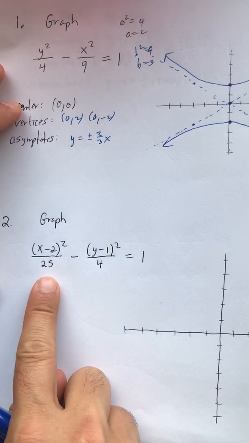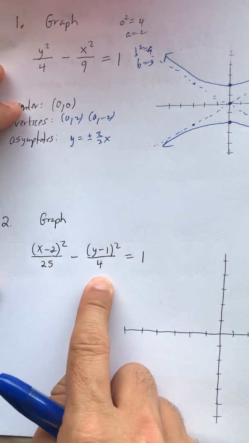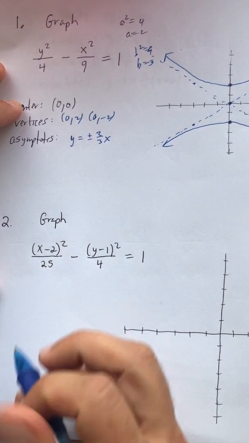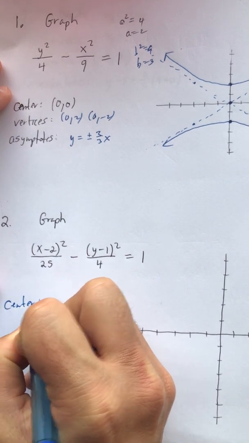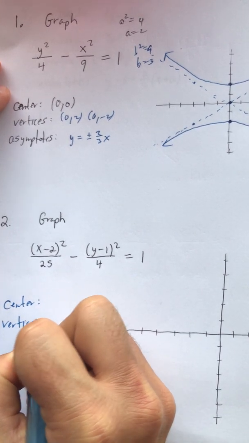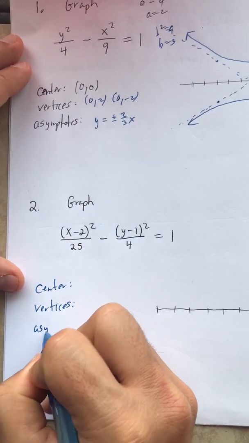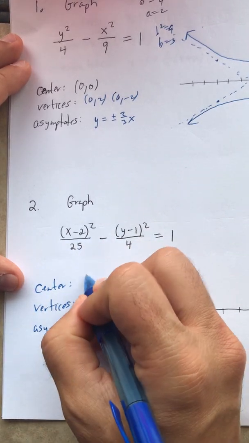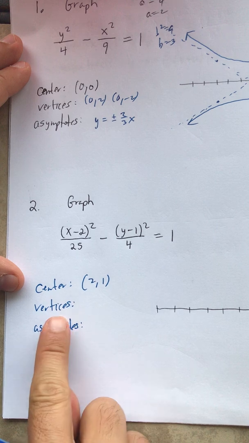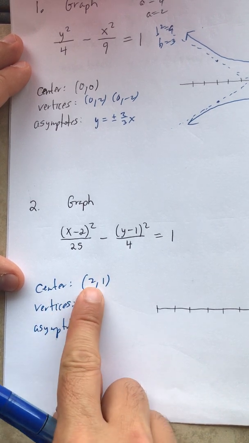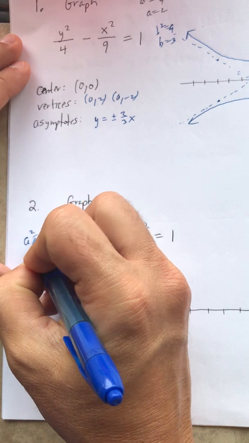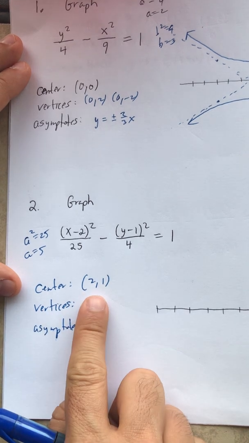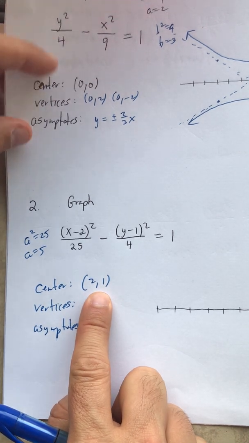(x minus 2) squared over 25 minus (y minus 1) squared over 4 is equal to 1. The x is first, so right away I know this hyperbola is going to go left and right. But let's plot my center, my vertices, and the asymptotes. So the center, (h, k), is 2, 1. The vertices are a units away from this center. A squared is 25. Remember, a squared is always the first one here on the left. So a is 5. So my vertices are 5 units left and right of the center.